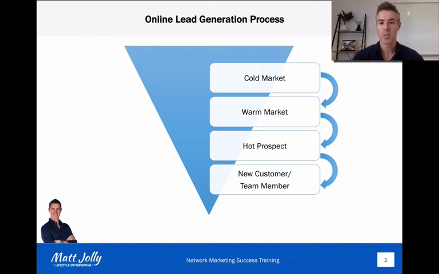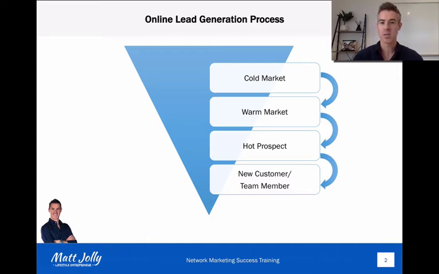So when someone goes from your cold market to warm market, it means that they now know, like, and trust you, and you're starting to really build that relationship. For them to go from your warm market to a hot prospect, they need to then put up their hand and you need to solve some sort of problem or have something to offer them to provide a solution to them. And from there, once they become a hot prospect, then they either become a new customer or a new team member based on what you're offering.